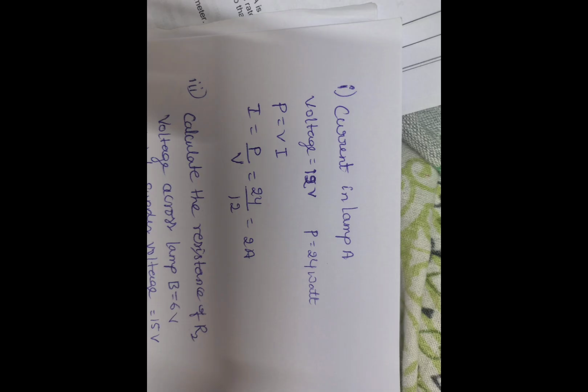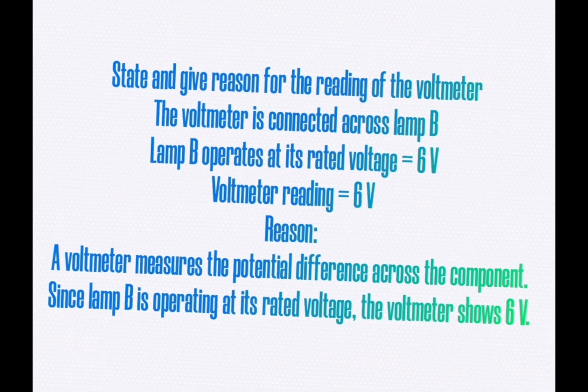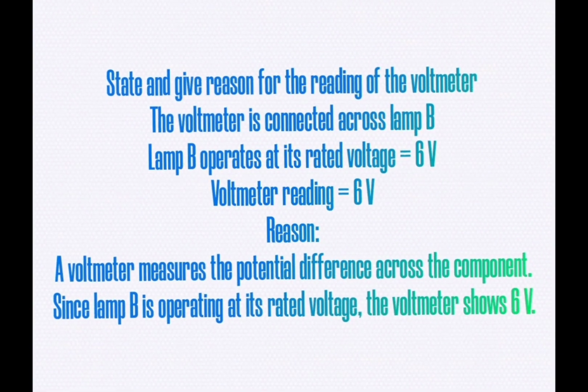Next, second question. State and give reason for reading of voltmeter. Okay, so here voltmeter is connected across lamp B. Since lamp B is operated at its rated voltage of 6 volt, voltmeter reading will be 6 volt. You know function of voltmeter, right? Voltmeter measures the potential difference across the components or device. Here lamp B is connected across voltmeter, right? Lamp B is operating at its rated voltage. The voltmeter shows 6 volt.